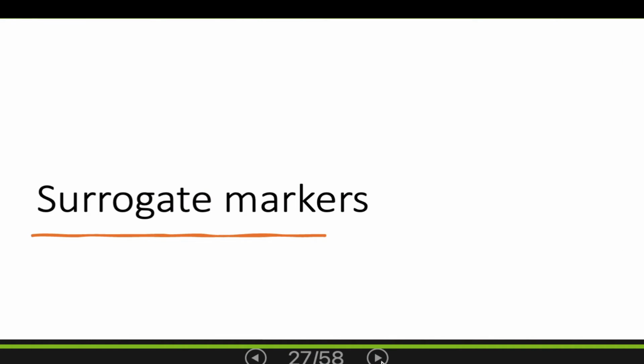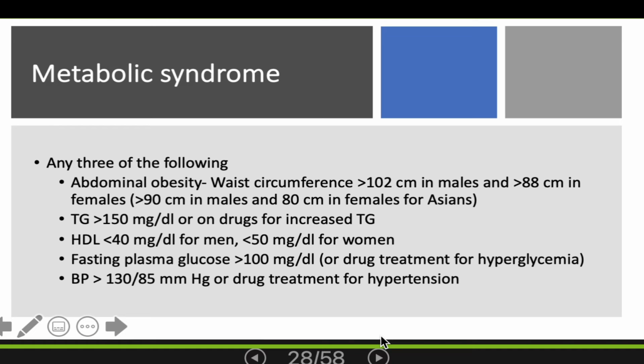Then you have surrogate biochemical markers of insulin resistance. Of course, the most important is metabolic syndrome as such. One of the reasons why we don't use insulin resistance tests is because you have the clinical syndrome, which is metabolic syndrome. We all know the definition of metabolic syndrome, so I'll not go into detail, but this is the definition.